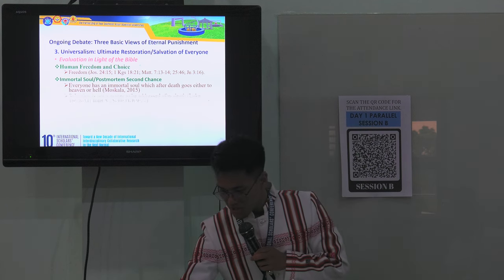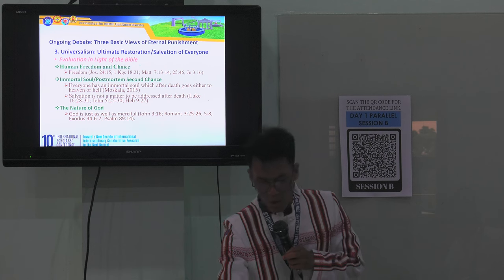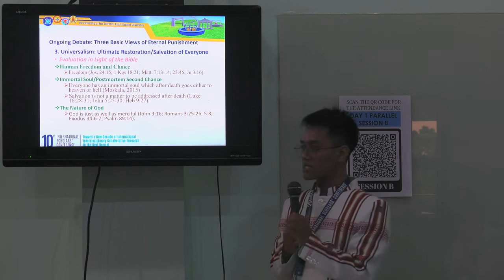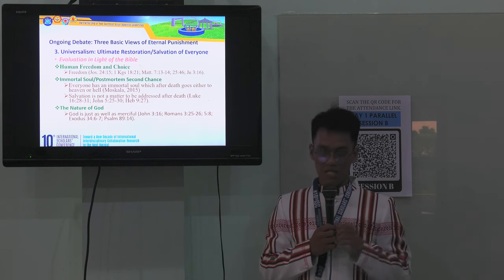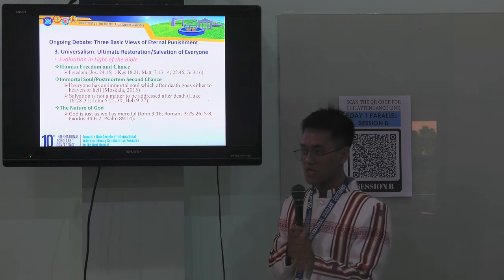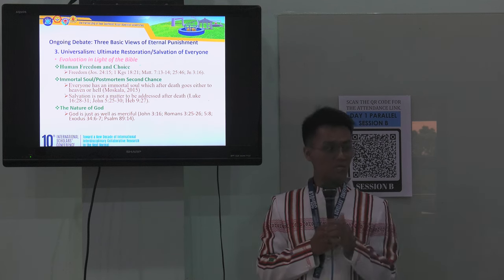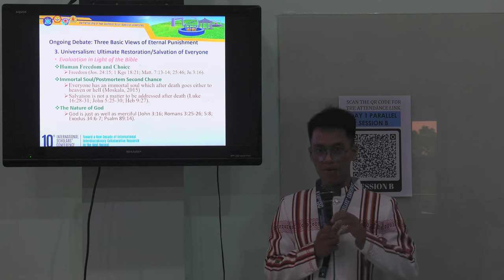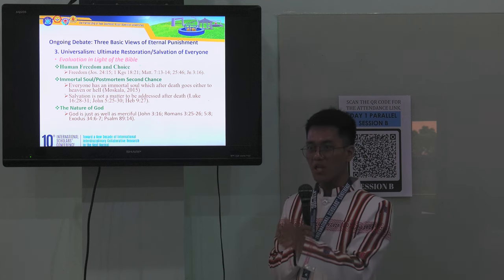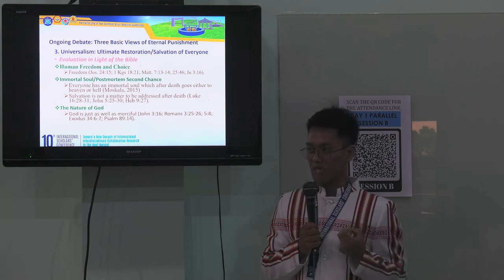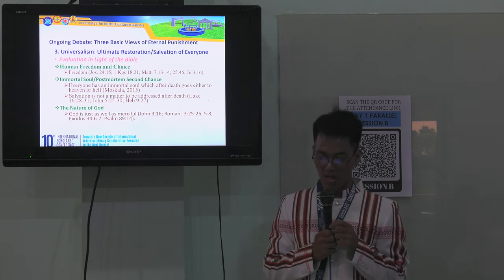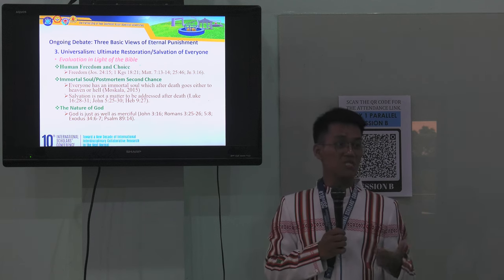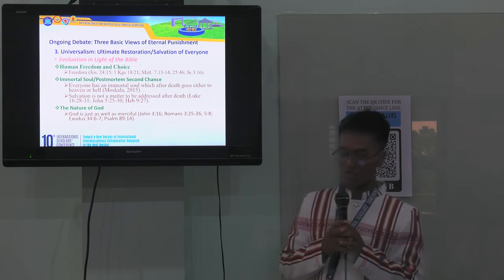The third concern with this view is that while universalism emphasizes God's love, it neglects the aspect of justice. The Bible teaches that God is both just and loving, and that sin must be punished, because God's justice demands it. But this viewpoint only emphasizes the love aspect, and by neglecting justice, it undermines the seriousness of sin and the need for repentance. So those are the three concerns with this view.